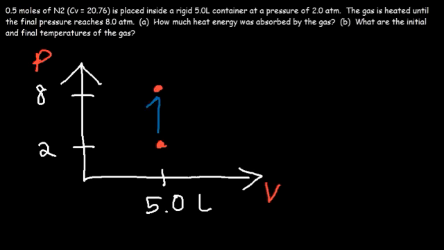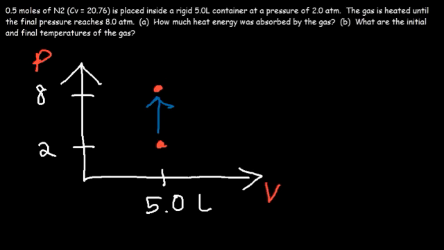Notice that this is an isochoric process. The volume is constant since the gas is contained in a fixed, rigid 5.0 liter container. For an isochoric process, the work done by the gas is 0. So no work is done in this process. So how can we calculate how much heat energy will be absorbed by the gas? Particularly in terms of pressure and volume.